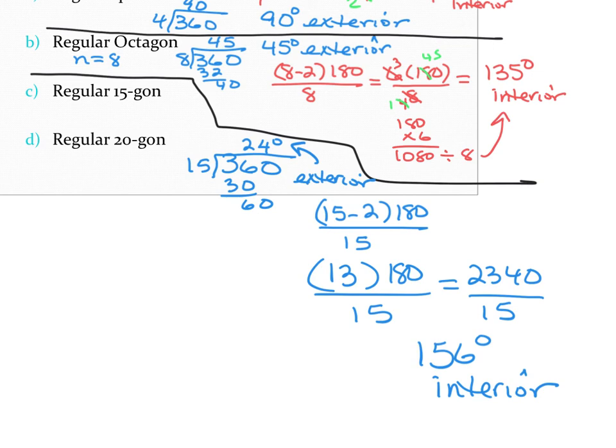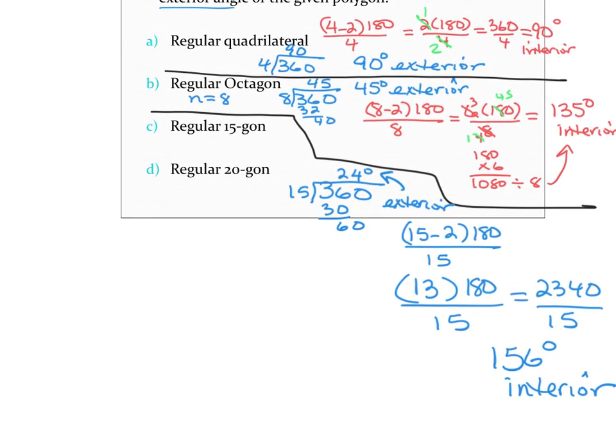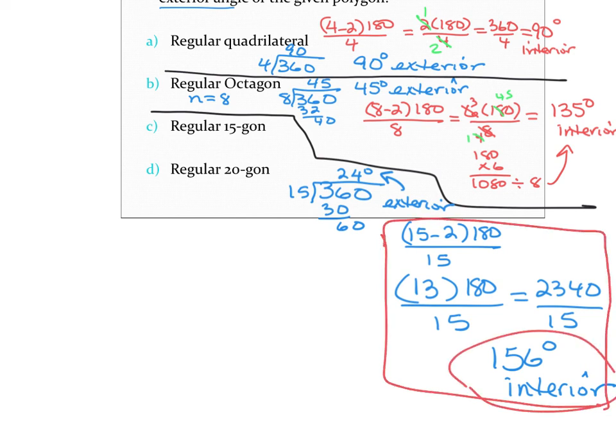And the last one is a 20-gon. Actually, that should have been in red. So now the 20-gon, we'll do the exterior first. 360 divided by 20. I could simplify this, and then 36 divided by 2. Each angle is 18 degrees.